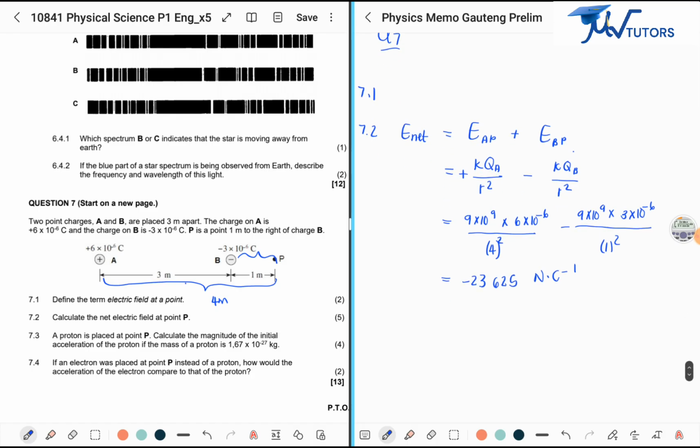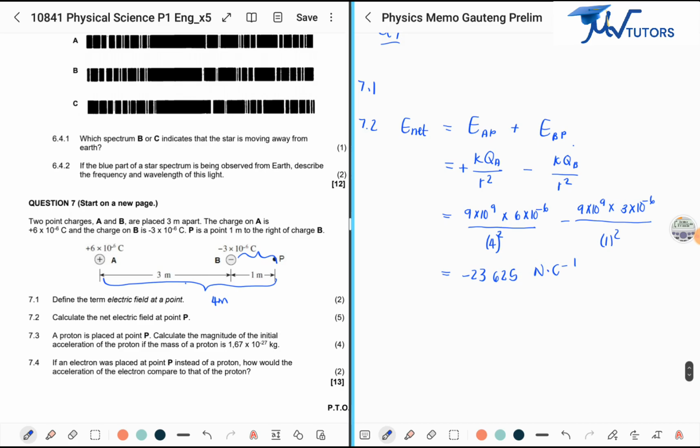So because we have a negative here, you could just say this is the magnitude, 23,625, and that negative just means it's to the left, right? Because we chose the left as negative. Okay, now I left out the unit. Newton per coulomb to the left. All right, so that's 7.2.